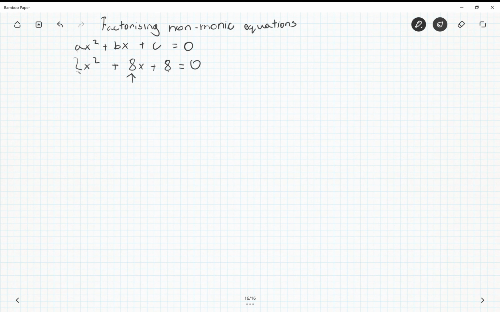So let's go through the multiples of 16. 1 and 16, if you add them it's 17, so it's not 8. 2 times 8, if you add them it's 10, so that's not it. So that means the only one remaining is 4 and 4. So 4 plus 4 is 8x, and then if you do 4 times 4, it equals 16. So now this equation can be written as 2x squared plus 4x plus 4x plus 8 equals 0.